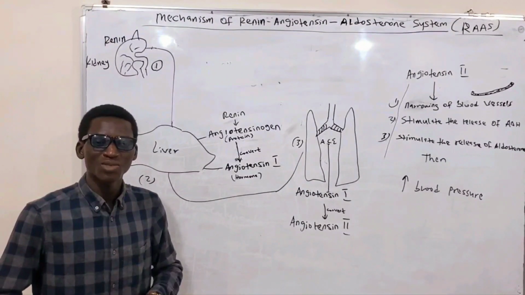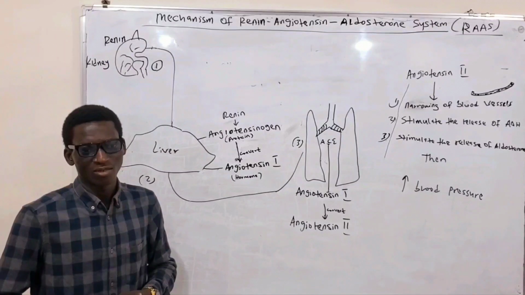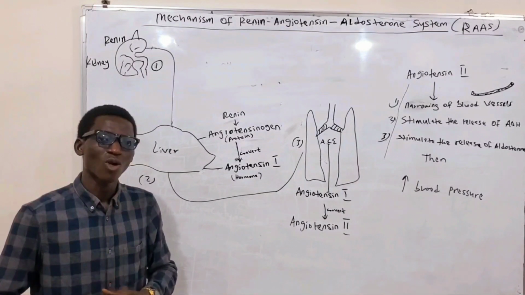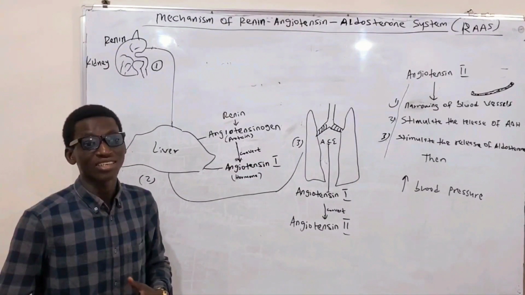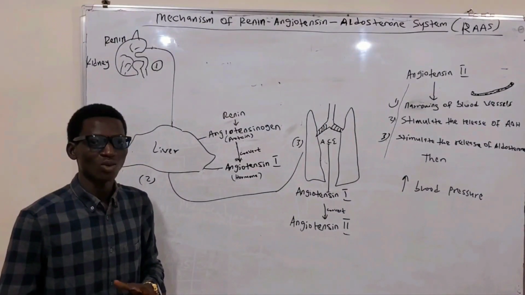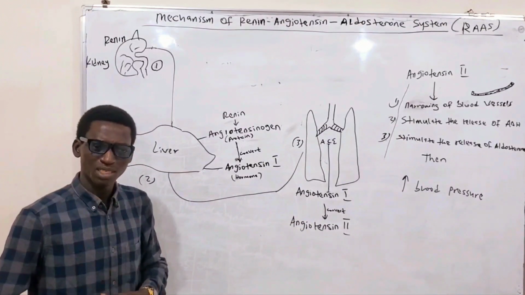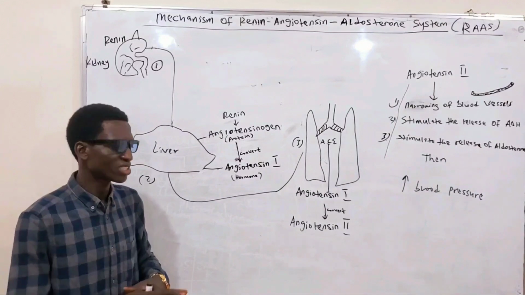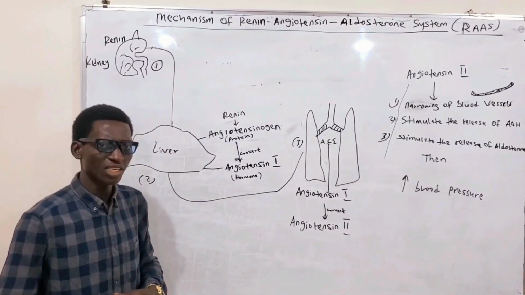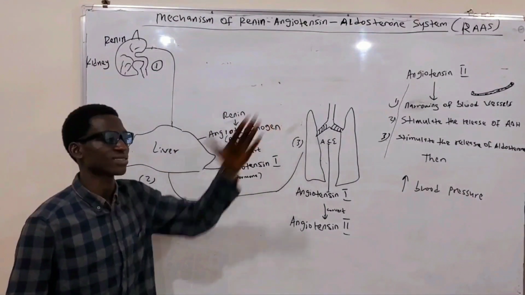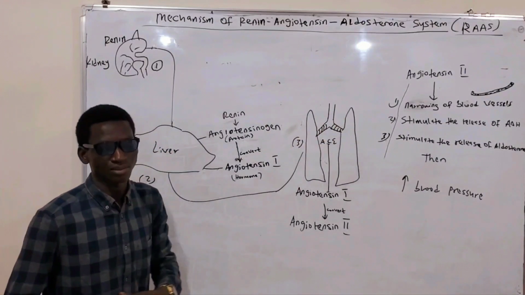In today's lecture, we're going to talk about what actually raises the blood pressure. For blood pressure to rise, it requires the effect or work of two chemicals, which are the catecholamines, or you call it adrenaline or noradrenaline, and also angiotensin 2. But today specifically we are going to talk about how angiotensin 2 raises the blood pressure. And that is what is going to lead us to today's topic called mechanism of RAAS. RAAS means Renin-Angiotensin Aldosterone system.